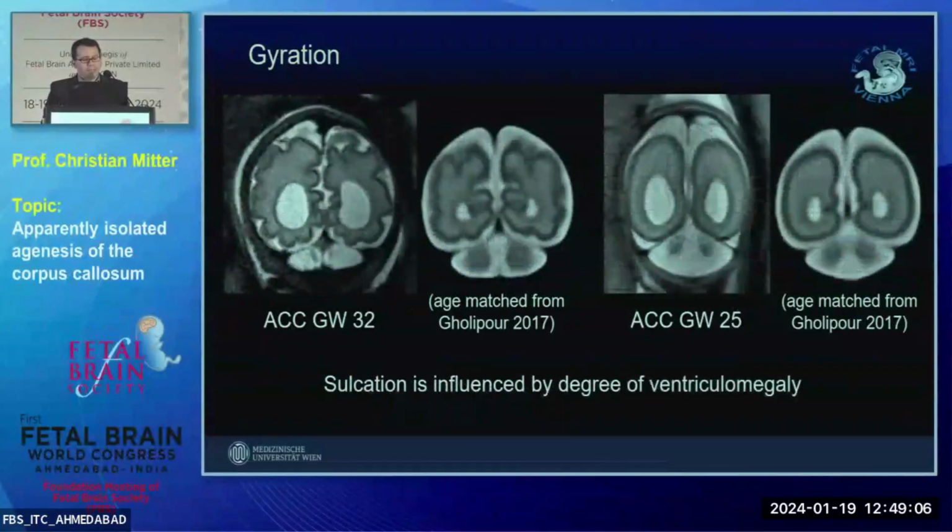Keep in mind that sulcation is somewhat correlated to the degree of ventriculomegaly. For example, here you see in the colpocephalic brain, the calcarine and parieto-occipital fissures are always a bit more shallow than in a normal brain due to the ventriculomegaly.